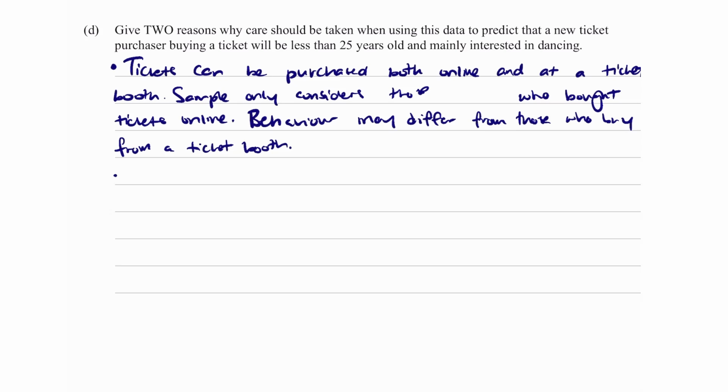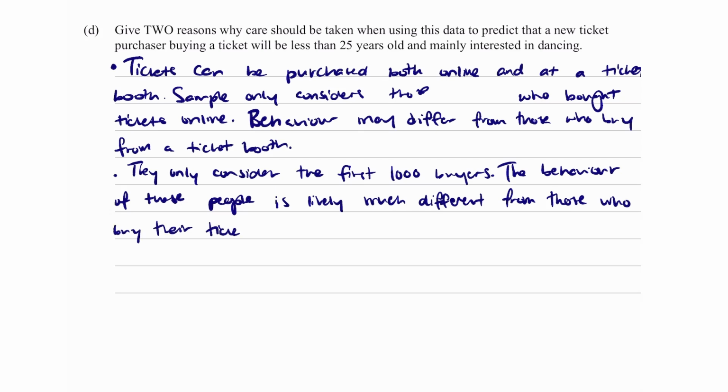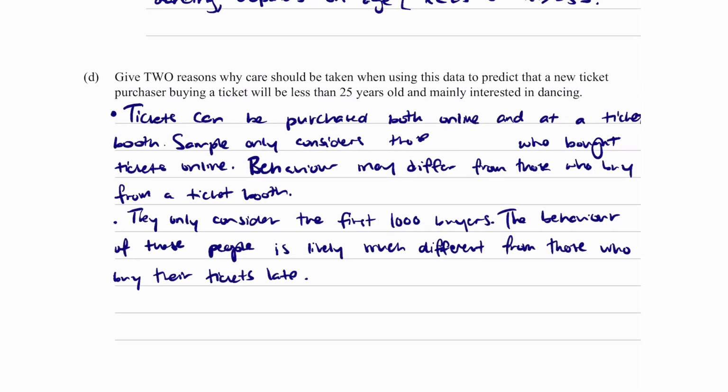The second thing is they only consider the first 1,000 buyers. We also know that the behavior from the first 1,000 buyers is probably going to be much different from the buyers that are not in the first 1,000, right? The people that buy the tickets late, they might have completely different intentions, right? So the behavior of these people is likely much different from those who buy their tickets late.